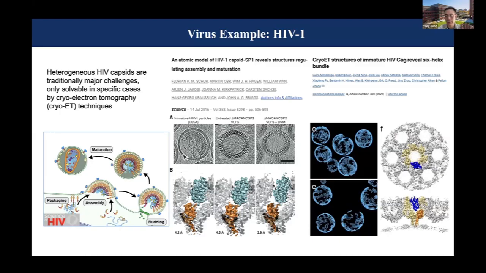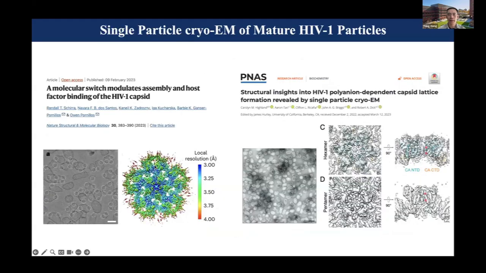But that's cryo-ET, right? Then the field gradually realized that although these particles overall don't have a conserved big symmetry, locally, say the capsid protein units, how they interact with each other locally, they still obey local symmetry. Then what if we treat local symmetry as a local single particle, then do the single particle way? So that's what happened. Owen Pornillos' group and Rob Dick's group, just a couple of years ago, started doing this, and they're very effective.